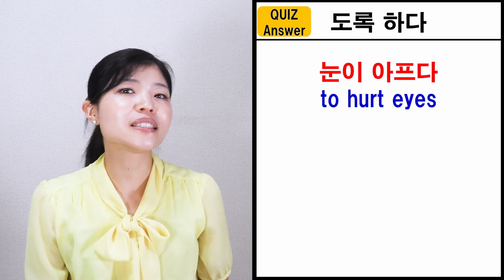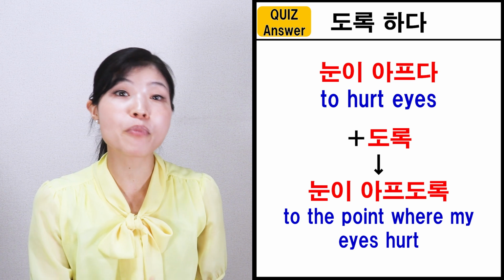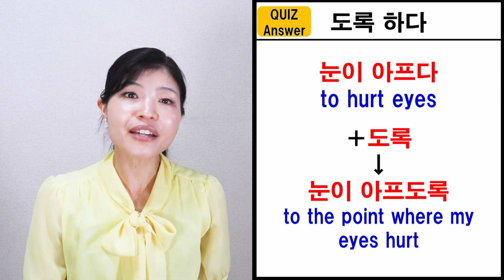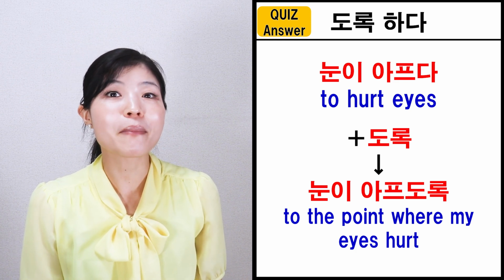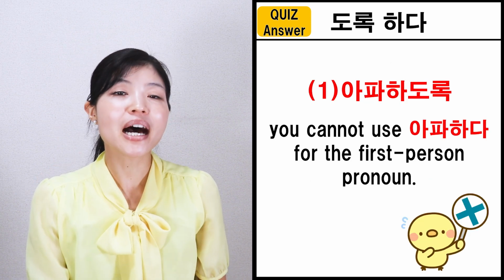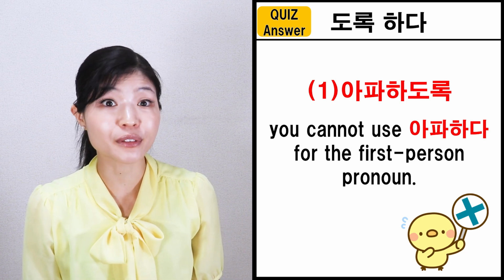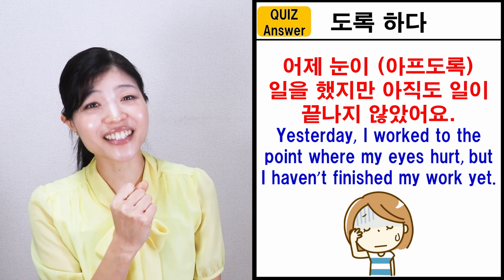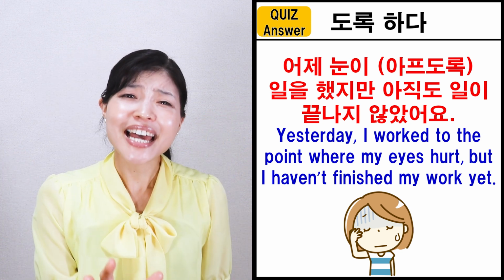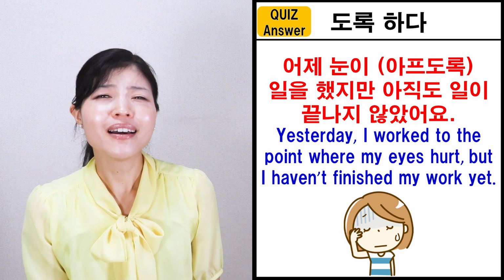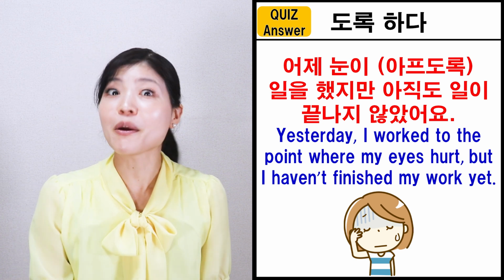Here, 눈이 아프다 is to hurt eyes. You add 도록 to the stem to make 눈이 아프도록, to the point where my eyes hurt. The speaker is emphasizing his or her limitation. I worked to the point where my eyes hurt. Number 1, 아파하도록, is wrong because you cannot use 아파하다 for the first person pronoun. Then let's read the sentence together with the feeling of, Boss, let me rest, it's too hard. 어제 눈이 아프도록 일을 했지만 아직도 일이 끝나지 않았어요. If you have a Korean boss, you might want to use this.